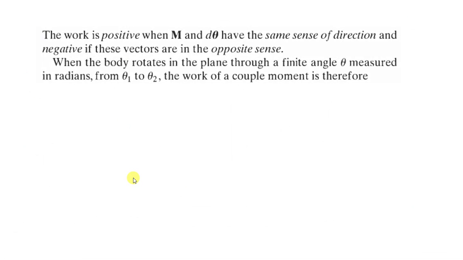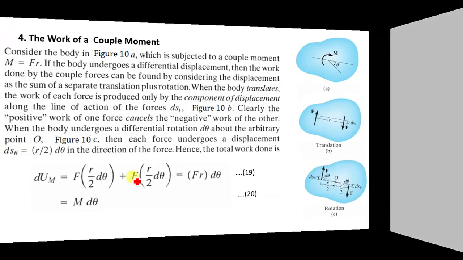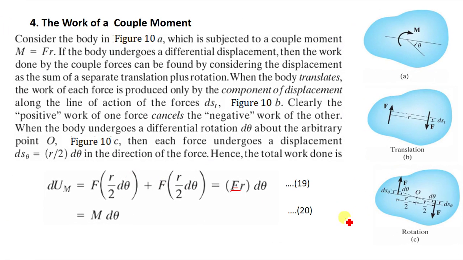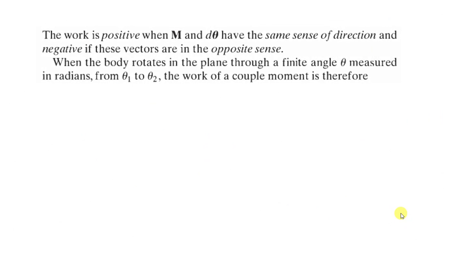Alright, so this is also talking about the same thing, and it's saying the work is positive when the moment and the theta have the same sense of direction, and negative if the vectors are in opposite sense. So this one is straightforward. It's saying if theta is going this side, which is a clockwise direction, and the moments are also going in a clockwise direction, consider your work to be positive, and when they are in opposite directions, your work is going to be negative.